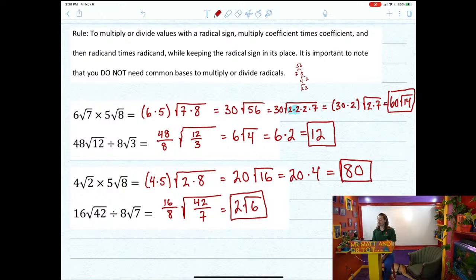So number 1 was 60 root 14. Number 2, we have 48 root 12 divided by 8 root 3. So again, we just attack it coefficient divided by coefficient. So 48 divided by 8 is 6. 12 divided by 3 is 4. The square root of 4 actually evaluates into an integer because 4 is a perfect square. So the square root of 4 is 2, so this becomes 6 times 2, which is 12.